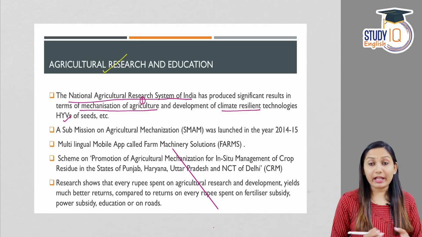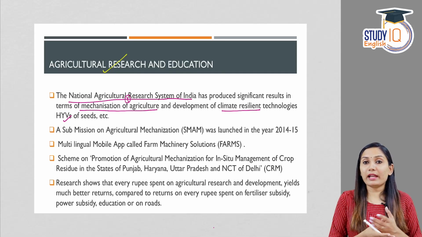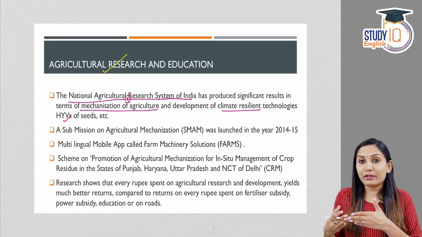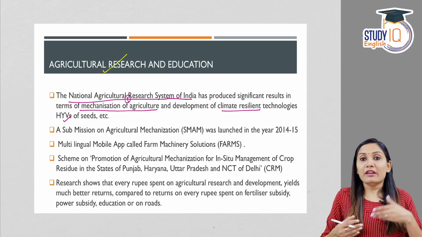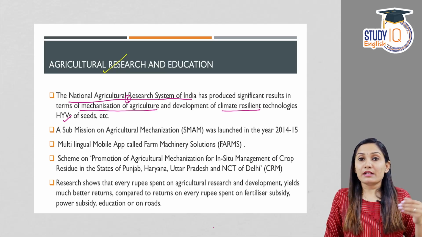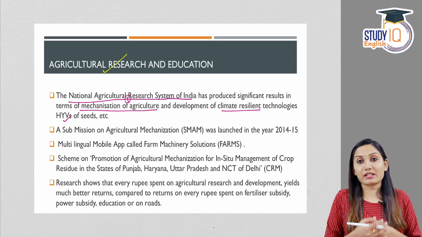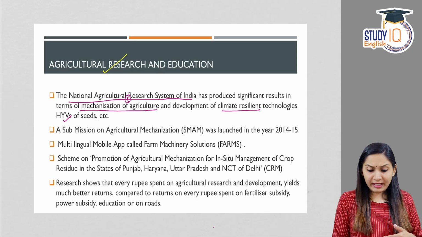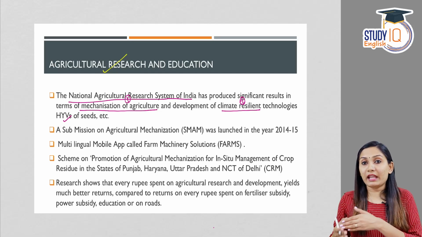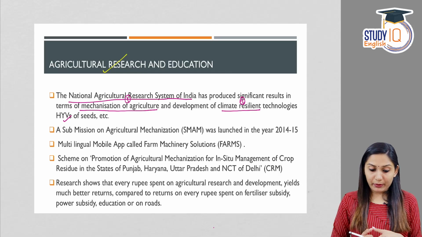One is mechanization of agriculture, that is, adopting machines or technology in the agricultural sector. One of the major problems that the Indian agricultural sector faces with regard to productivity is lack of mechanization. When the rate of mechanization increases, the productivity of the agricultural sector also increases. Mechanization can increase efficiency and thereby production. Second is climate resilient technologies. Why? Because Indian agriculture is heavily dependent upon the monsoon, so climate resilience is very important.